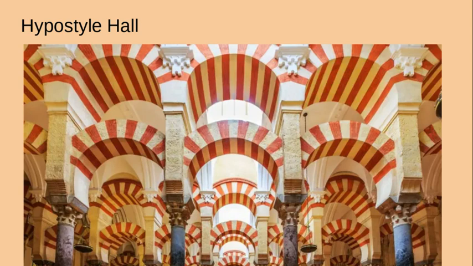But really what you're probably looking at is these candy cane striped arches. And in fact, the hypostyle hall here at Cordoba has a 2-tiered arch system throughout the entire hypostyle hall. Now, a couple things.